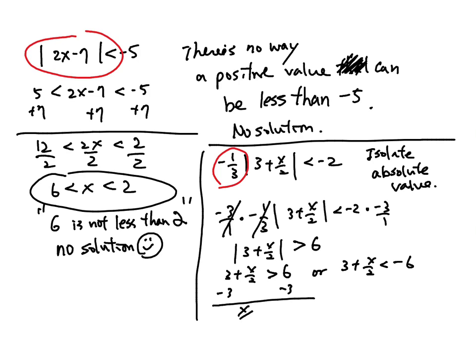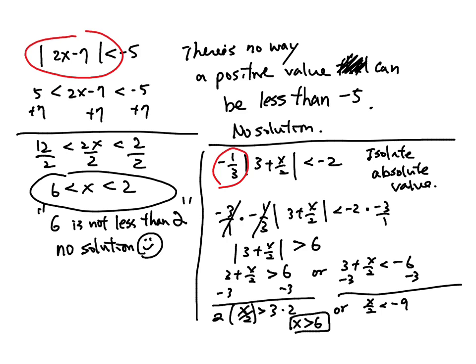I get x over 2 is greater than 3. And then from here, I can multiply both sides by 2. I get x is greater than 6. Or, the other part, minus 3 again. I get x over 2 is less than negative 9. So multiply both sides by 2. I get x is less than negative 18.